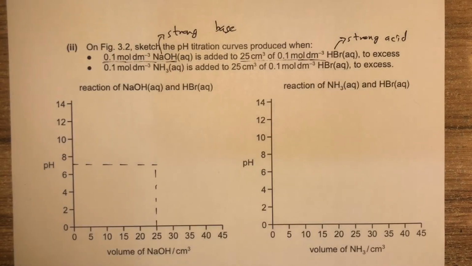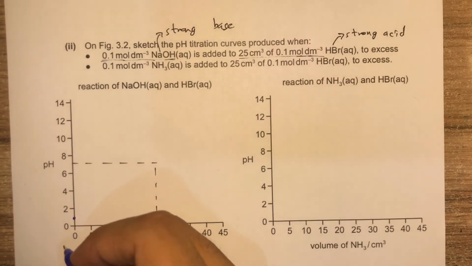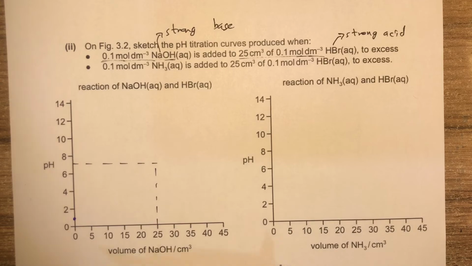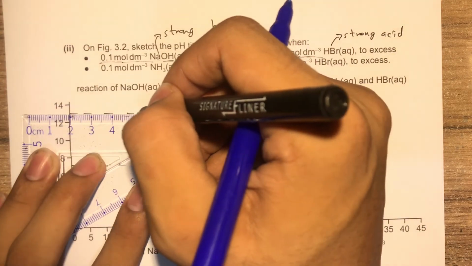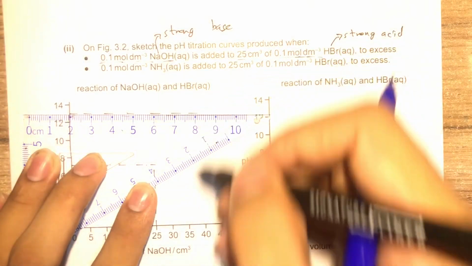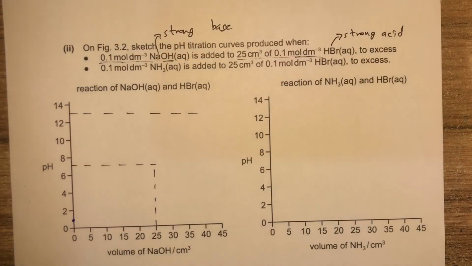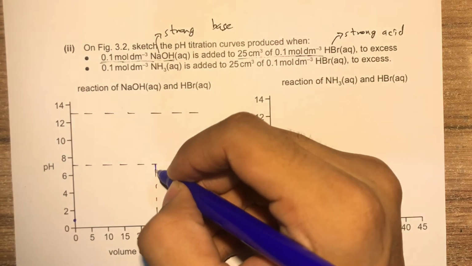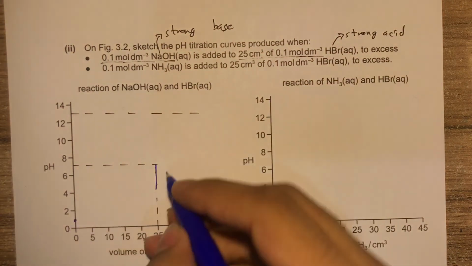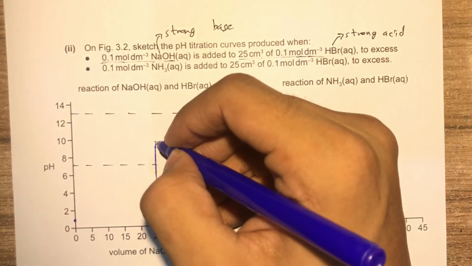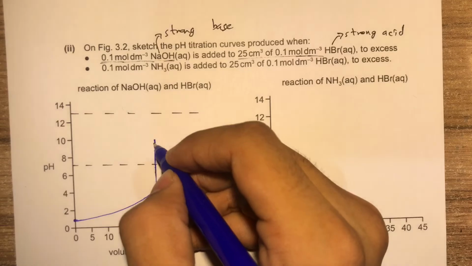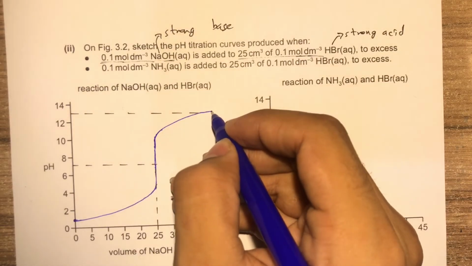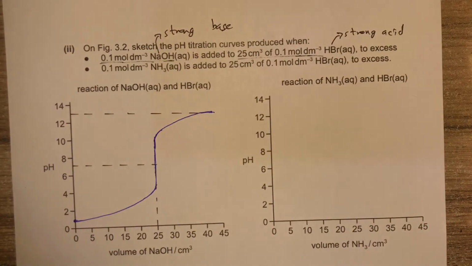It's a strong acid, so it starts at 1. Strong base, so it ends at 13. Right? And it's a strong acid, so 3 units below, that is 4, and 3 units above for the strong base, that is 10. So it starts at 1 and then it ends at 13 or 14. So this will be the first.